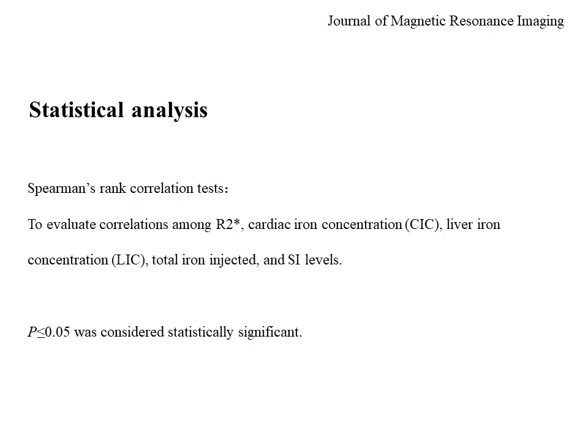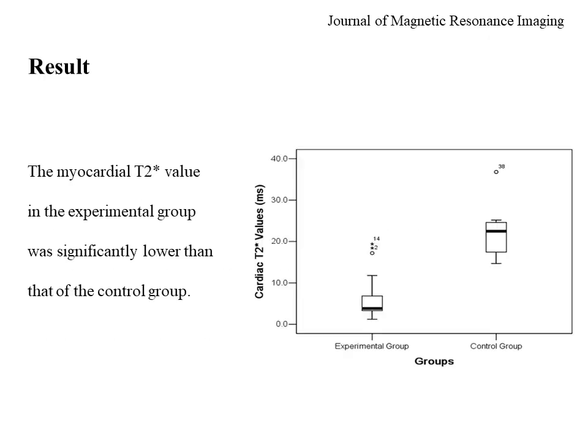Statistical analysis. Spearman's rank correlation tests evaluated correlations among T2*, cardiac iron concentration (CIC), liver iron concentration (LIC), total amount of iron injected, and serum iron (SI) levels. A p-value less than or equal to 0.05 was considered statistically significant.